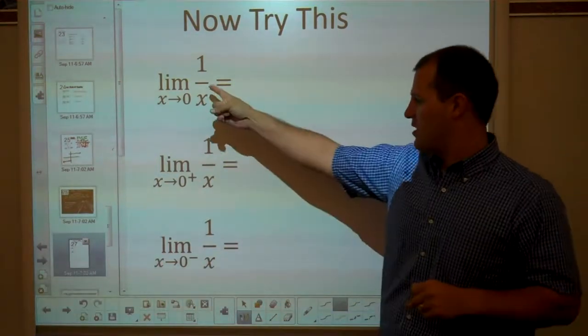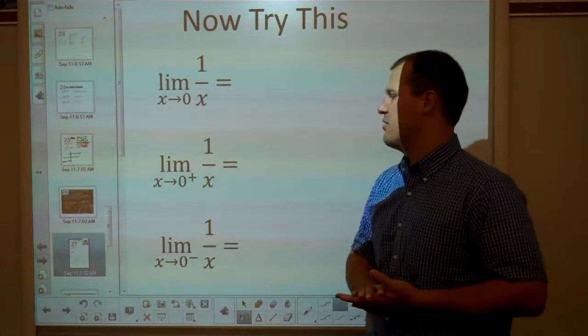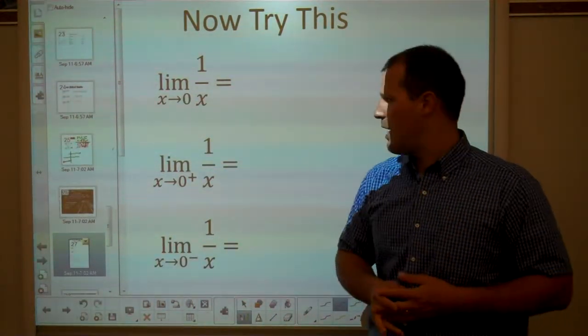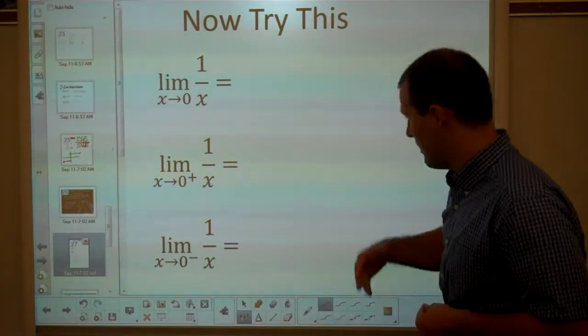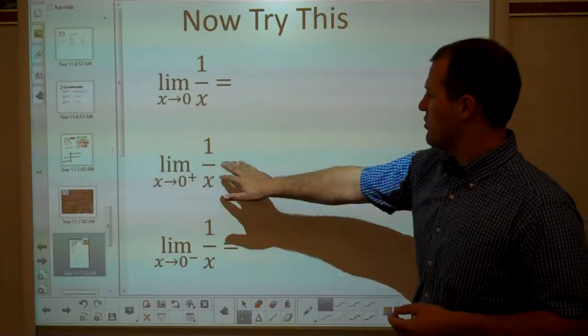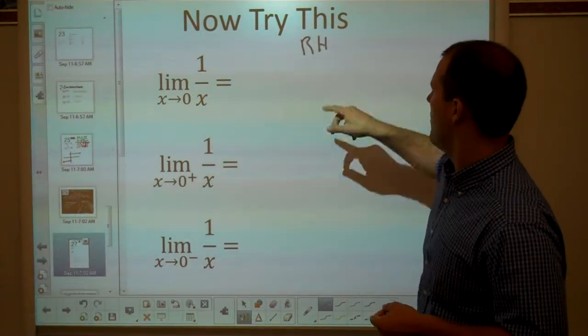So again, very similar. I've got the initial limit, and then I have just the left and right-handed limits sitting down here. So we can use these two to figure out the limit as we're approaching from both sides. And we're going to do the exact same process. We're going to pick some x values and then figure out what the y values are. So let's try it with here. I'm going to do the right-handed limit first. I'll actually annotate it this time as right hand.